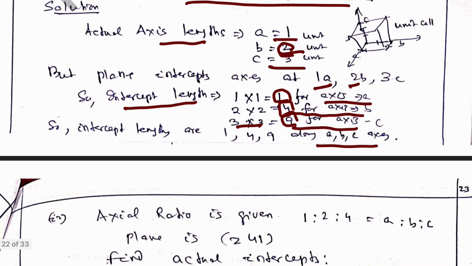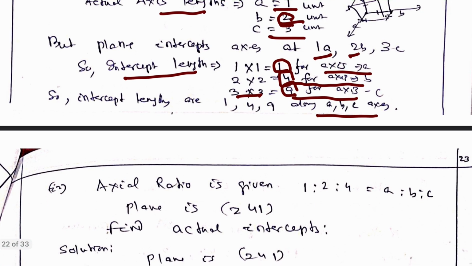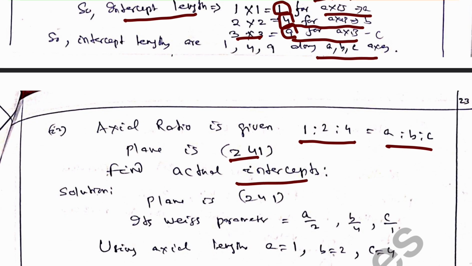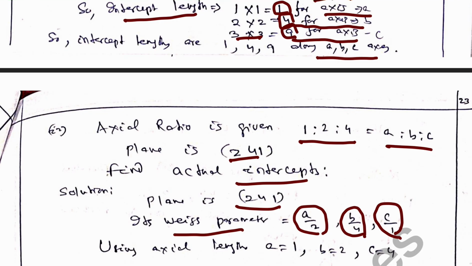These are the intercept lengths. If the axial ratio is given as 1 is to 2 is to 4 for a is to b is to c, and the plane is (2 4 1), find its actual intercepts, the actual lengths on the axes. The plane is (2 4 1), so the Weiss parameters or intercepts will be a by 2, b by 4, c by 1.